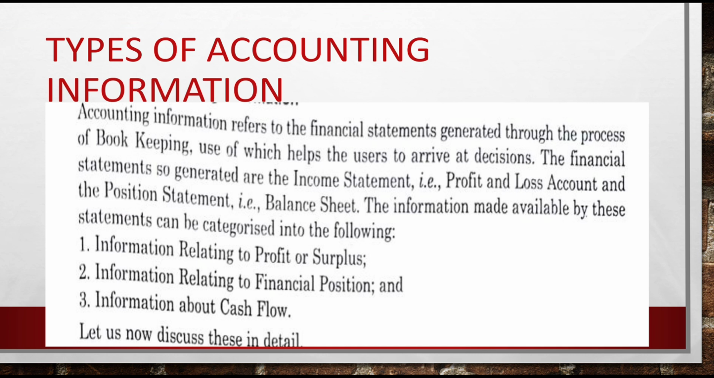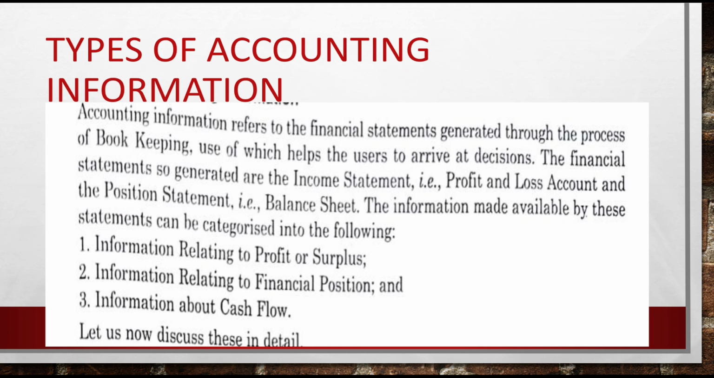Next, types of accounting information. Three types of accounting information are provided. The first type is the information relating to profit or surplus. The next type is the information relating to financial position, and the third one is the information about cash flow.